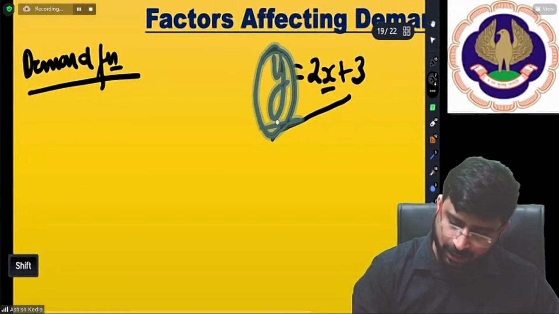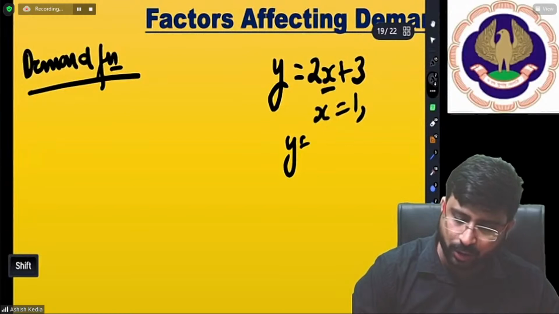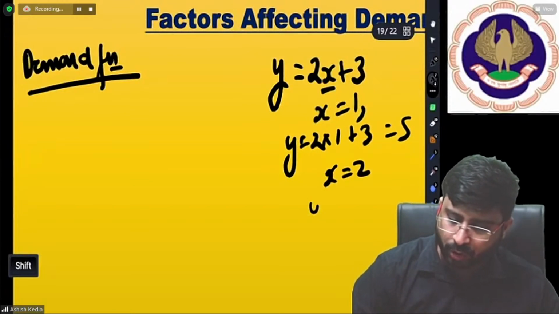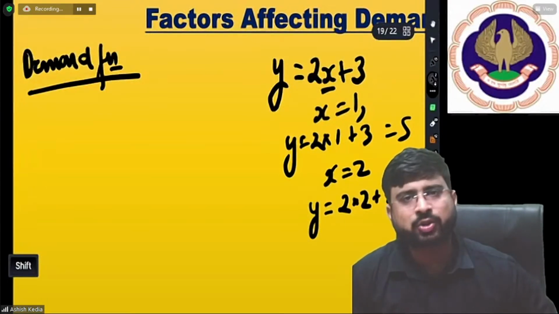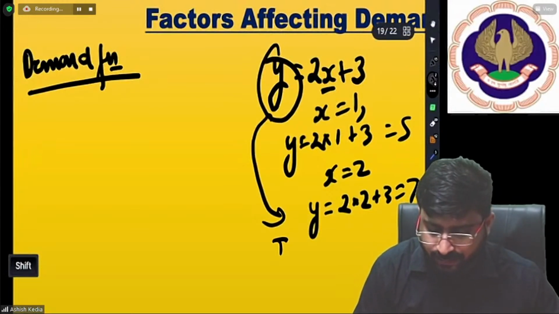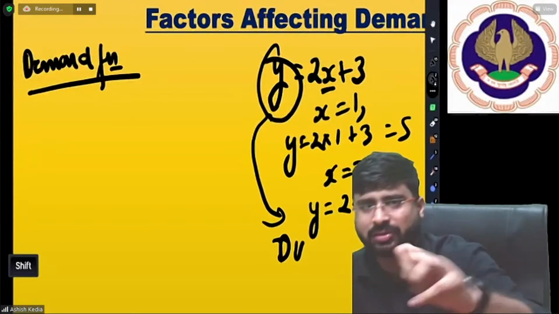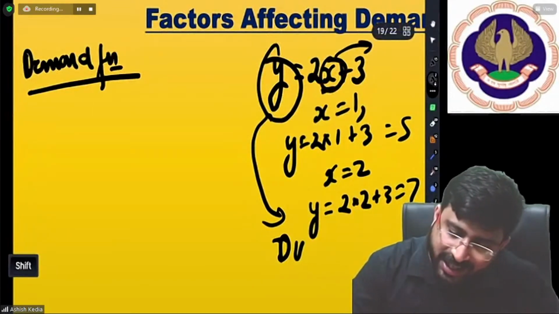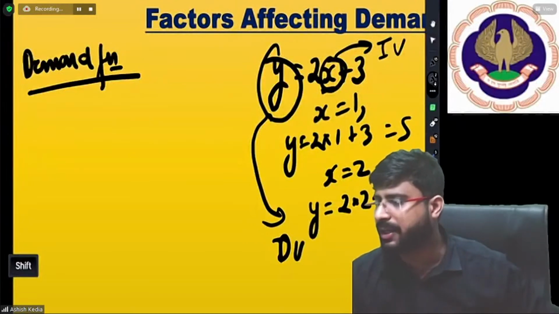Let me give you an example. Let's say if I put x equals 1, what is y equal to? 2 into 1 plus 3, that is 5. If x equals 2, then y will be 2 into 2 plus 3, that is 7. Understood, sir? So see, here y is the dependent variable, because y is depending on x for its value. And who is the independent variable? x is the independent variable. x does not care about y, but y depends on x.